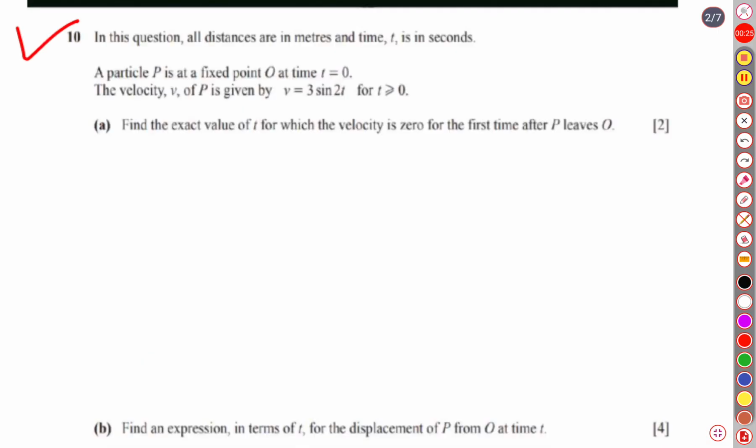Question number 10 says, in this question, all distances are in meters and time t is in seconds. A particle P is at a fixed point O at time t is equal to 0. The velocity v of P is given by v is equal to 3 sine 2t for t is greater than or equal to 0. Question A says, find the exact value of t for which the velocity is 0 for the first time after P leaves O.